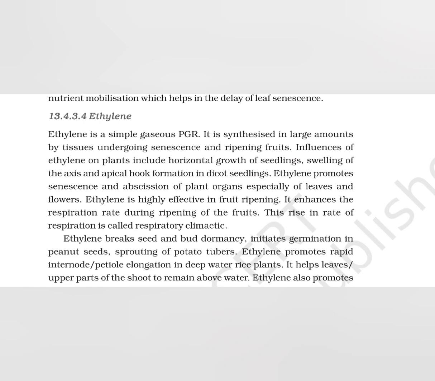Influences of ethylene on plants include horizontal growth of seedlings, swelling of the axis and apical hook formation in dicot seedlings. Ethylene promotes senescence and abscission of plant organs, especially of leaves and flowers. Ethylene is highly effective in fruit ripening. It enhances the respiration rate during ripening of the fruits. This rise in rate of respiration is called respiratory climacteric.